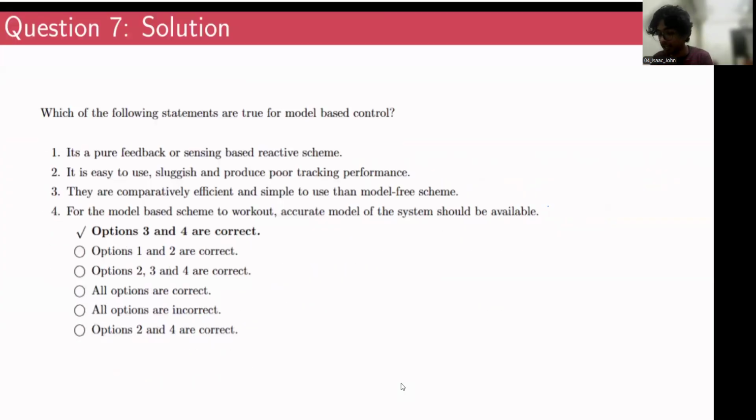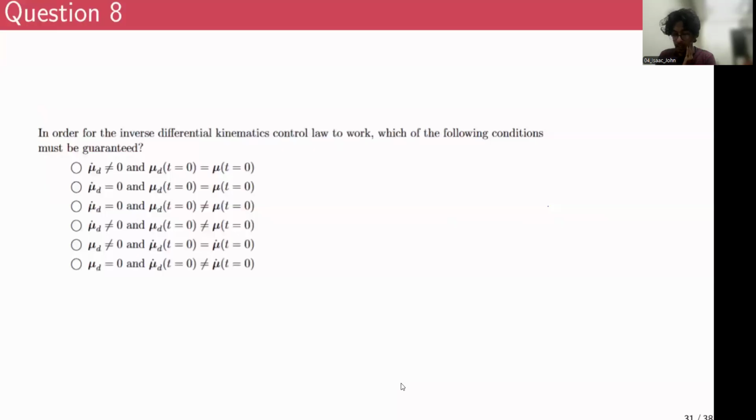Moving on to question 8. In order for the inverse differential kinematic control law to work, which of the following conditions must be guaranteed? Out of all the 6 options, which of the following options must be guaranteed? If anyone knows the answer, you can always let us know.